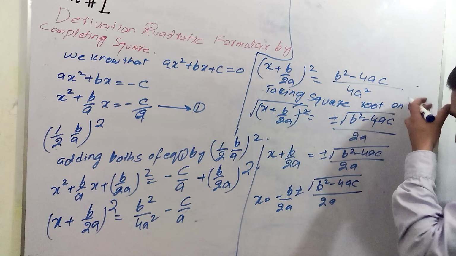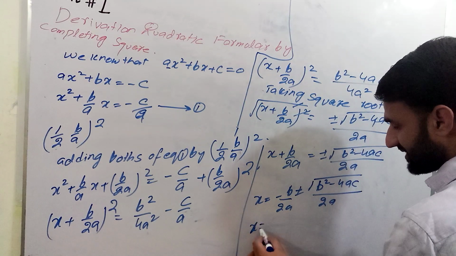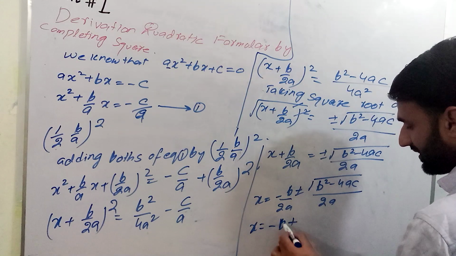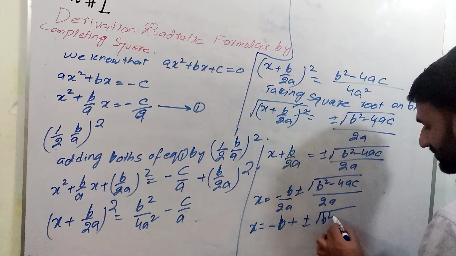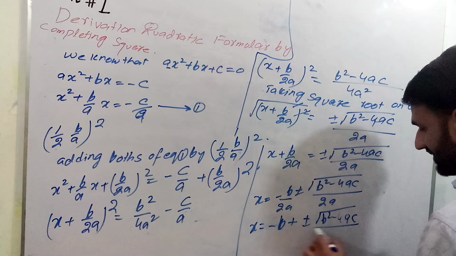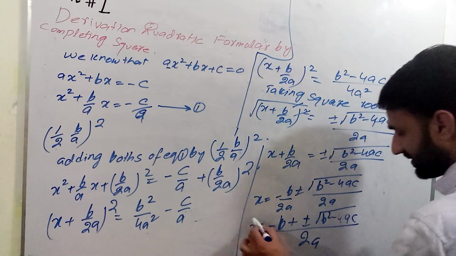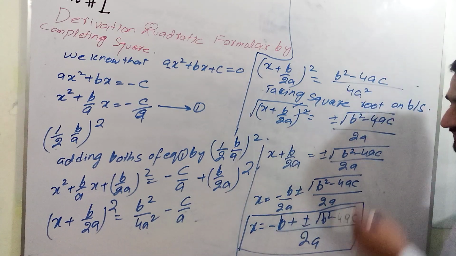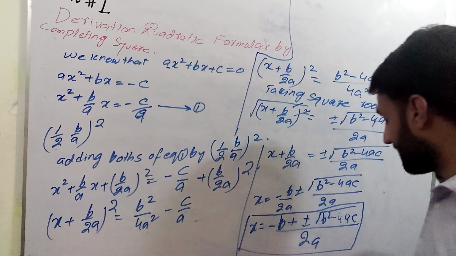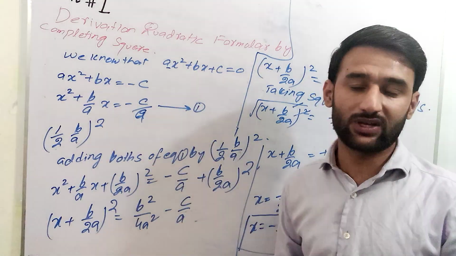Since the LCM is the same, we can write x = (-b ± √(b² - 4ac)) / 2a. So this is our required quadratic formula of the standard form. By using the completing square method you can find the solution.